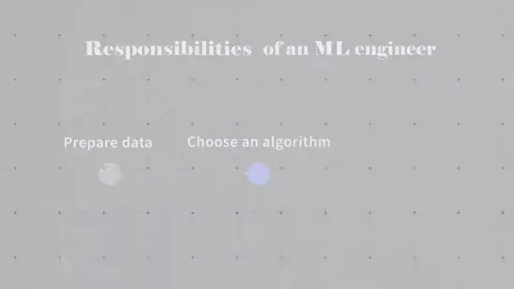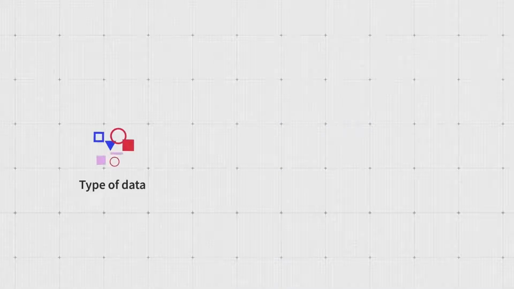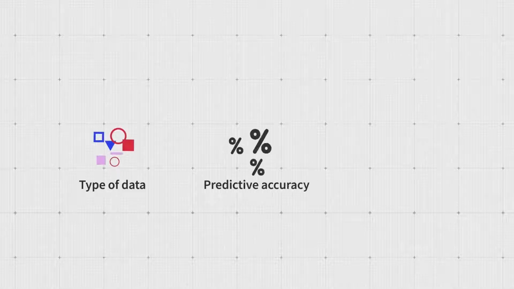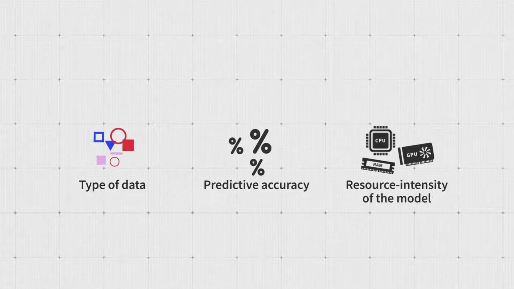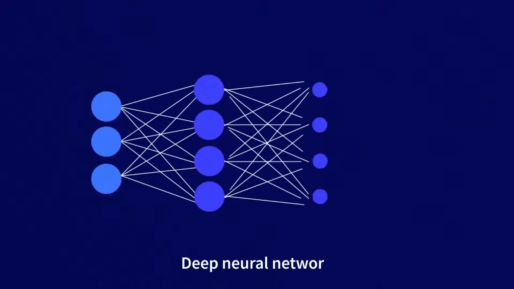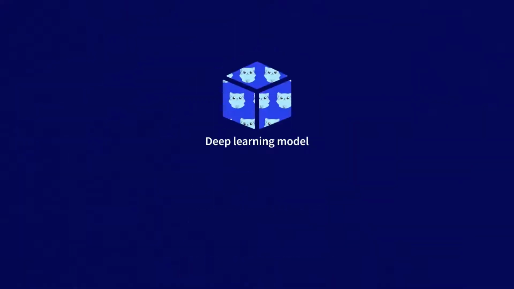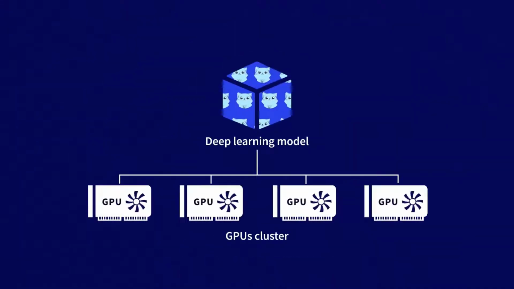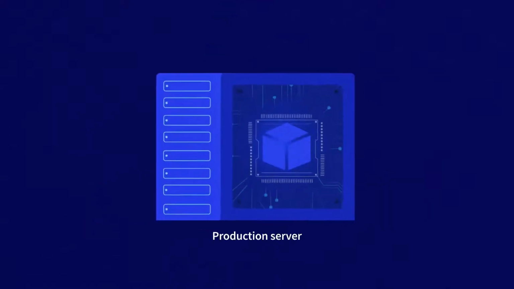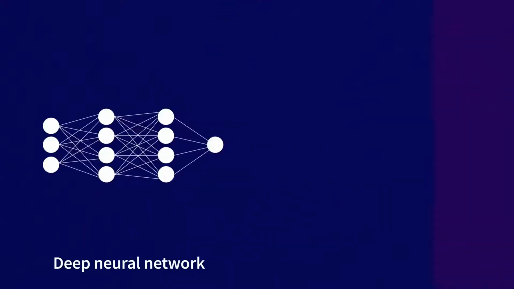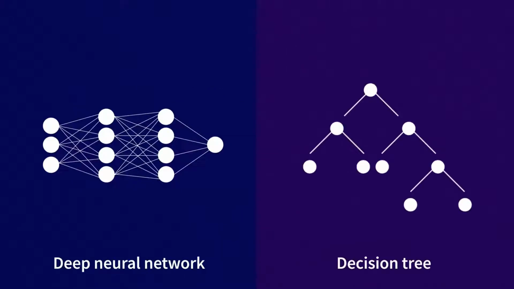Once the data is ready, an ML engineer needs to choose an algorithm that would fit the task. The choice depends on the type of data, expected predictive accuracy, and how resource-intensive the model is. You may need deep neural networks to process images and videos with 98% accuracy, but training them would require renting clusters of GPUs, and running those models in production may require specific AI-optimized processing units. But sometimes, good old decision trees would be enough.